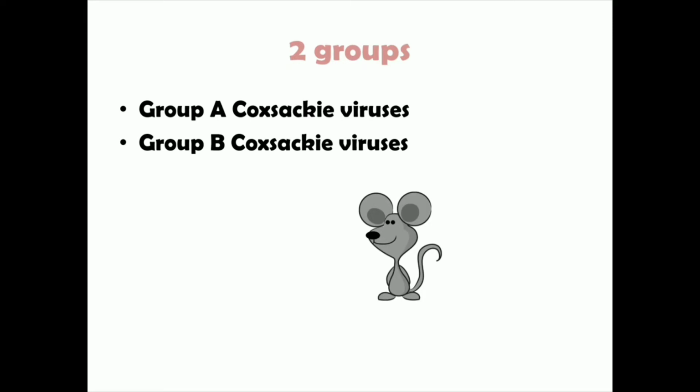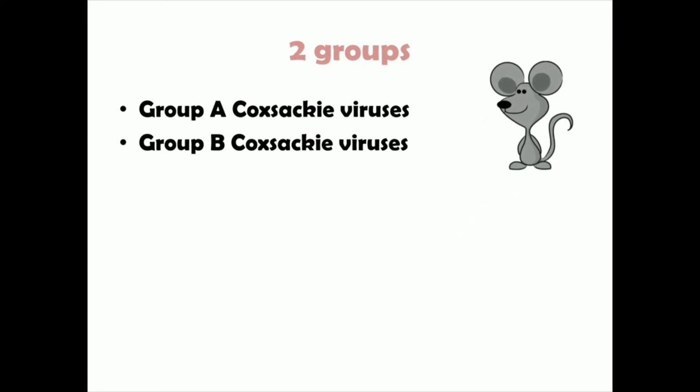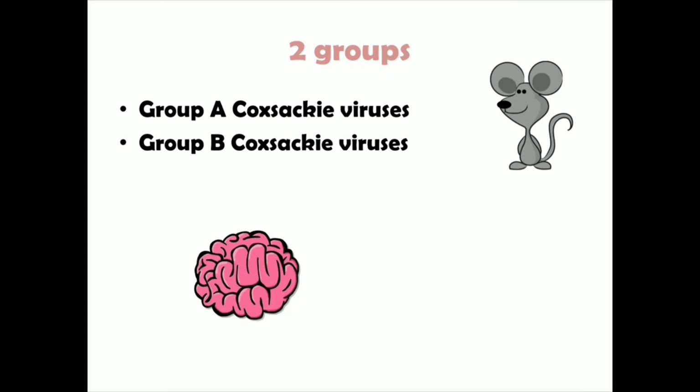Initially, they did some experiments in suckling mice. What they did is they injected the virus particles intracerebrally into the mice and they observed the changes. There were two common changes, namely spastic paralysis and flaccid paralysis. Based on that, they classified coxsackieviruses into Group A coxsackieviruses and Group B coxsackieviruses.